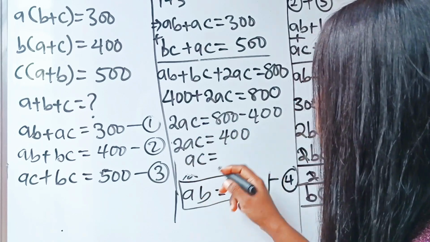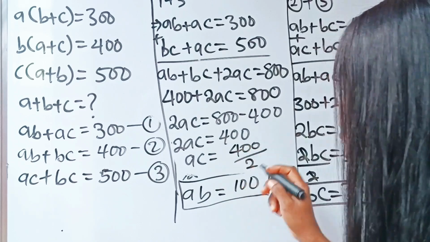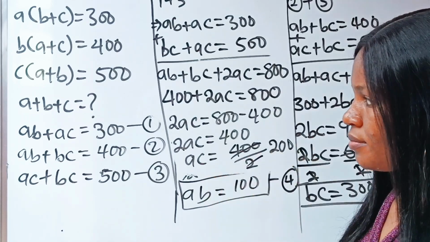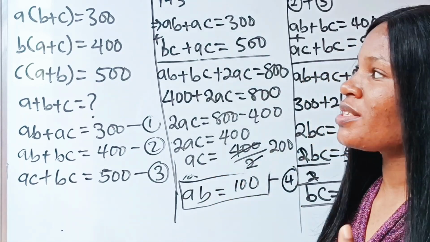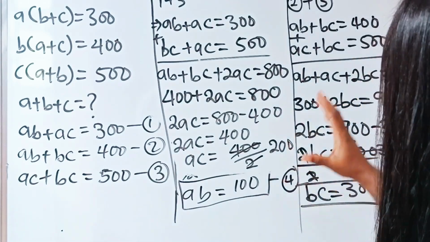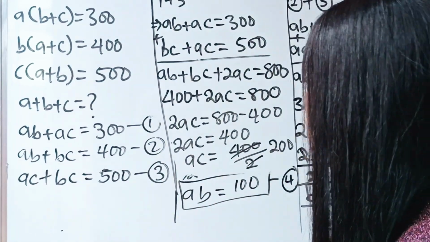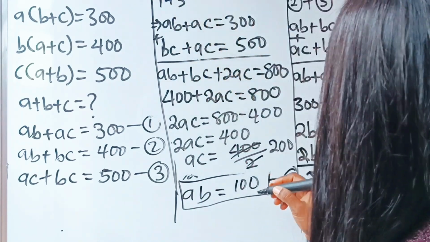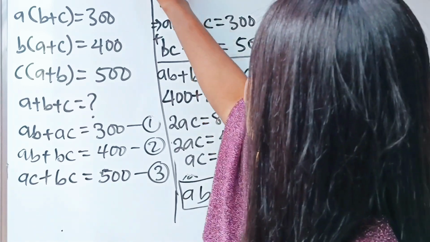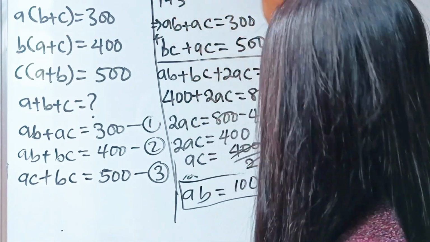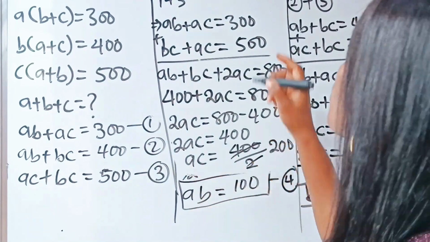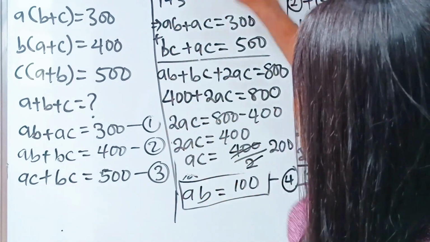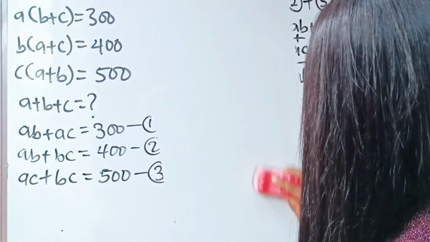So 2AC is equal to 400. Now AC is equal to what? 400 divided by 2. I believe you understand what I'm doing. So AC is equal to 200. All right, now we have gotten 3 important equations, and I'm going to write it out somewhere for us. So AB is equal to 100, BC is equal to 300, and AC is equal to 200. Permit me to clean these things because those are just the important things we have there.